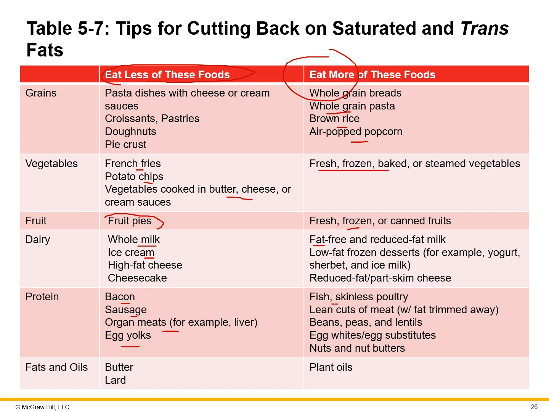So again, skinless fish, lean cuts of meat, different beans, peas, or lentils as far as plant-based, eating the egg white or egg substitutes, and then nuts and nut butter. And then as far as the fats, instead of eating the butter, it's better to consume those unsaturated fatty acids in the way of oils.